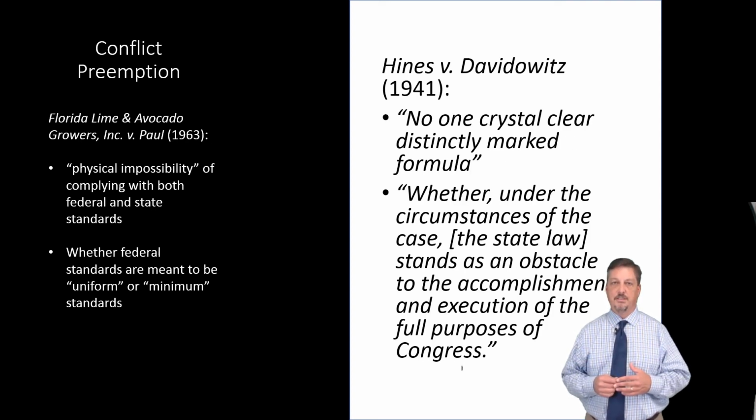Conflict preemption is even fuzzier than field preemption. As the court noted in Hines v. Davidowitz, there is no one crystal clear, distinctly marked formula for conflict preemption. The court will ask whether, under the circumstances of the case, the state law stands as an obstacle to the accomplishment and execution of the purposes of Congress. In Florida Lime and Avocado Growers, Inc. v. Paul, the court noted 2 circumstances under which this might occur. 1, if there's a physical impossibility of complying with both federal and state standards, and 2, if federal standards are meant to be uniform or minimum standards.